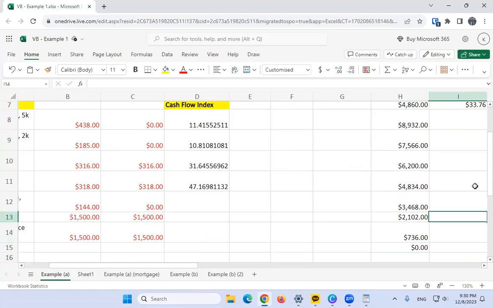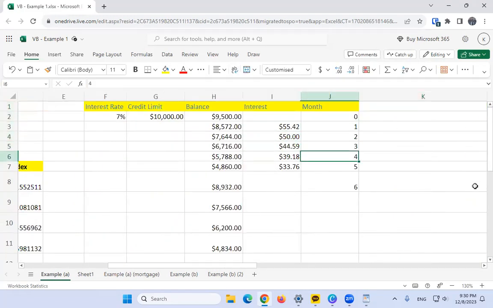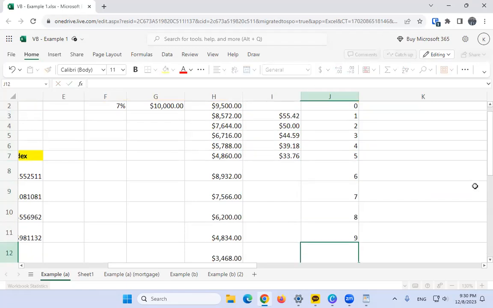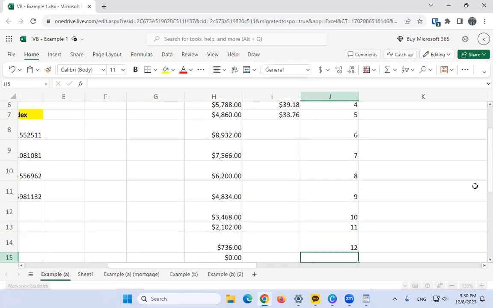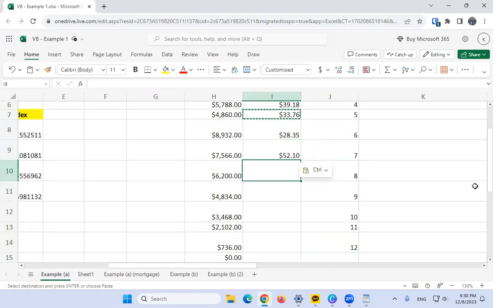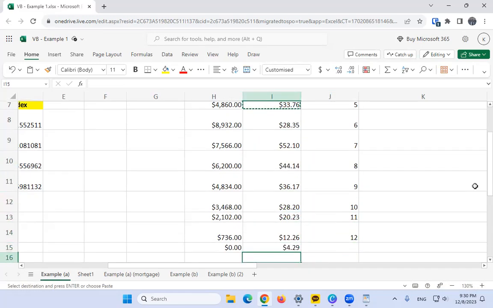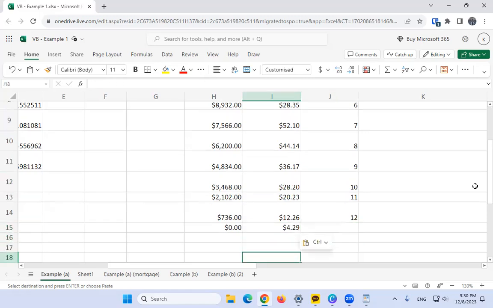And let's just calculate how much interest we paid off. 7, 8, 9, 10, 11, 12. All right, and then let's go do this. All right, and let's sum up the interest.